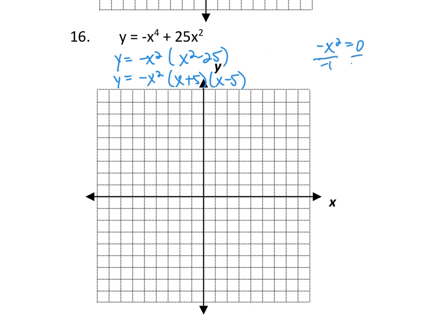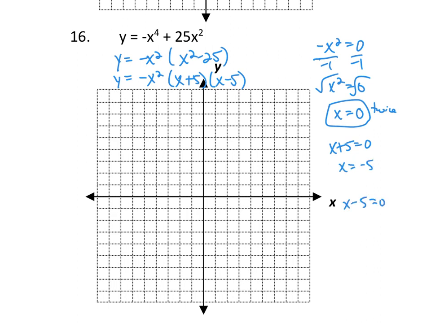Divide by negative 1 first. We get x squared equals 0. Then I square root, and I get x equals 0 twice. Because it's x squared, you have to have 2 answers, and the square root of 0 is just 0. There's no plus or minus 0. And then we have x plus 5 equals 0, x minus 5 equals 0. So here we get x equals negative 5. And over here we get x equals 5. Okay, so it crosses at 0, at 5, and at negative 5.